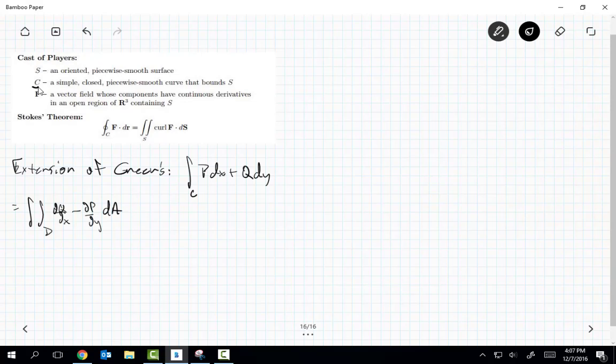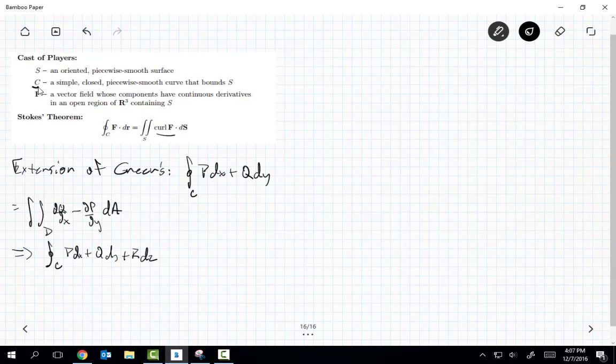What do we do in the three-dimensional case? Because now what I've got is a line integral of P dx plus Q dy plus R dz. Well, Green's only worked in 2-space. So what do we do in 3-space?